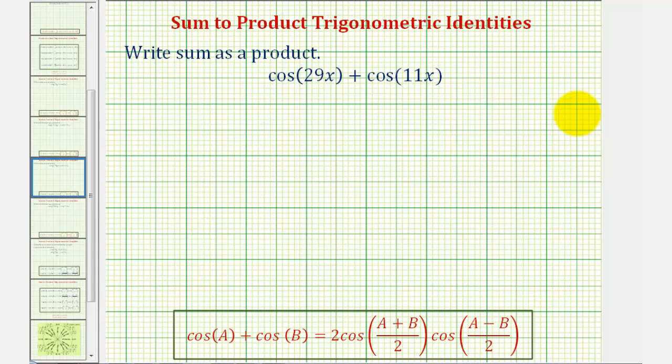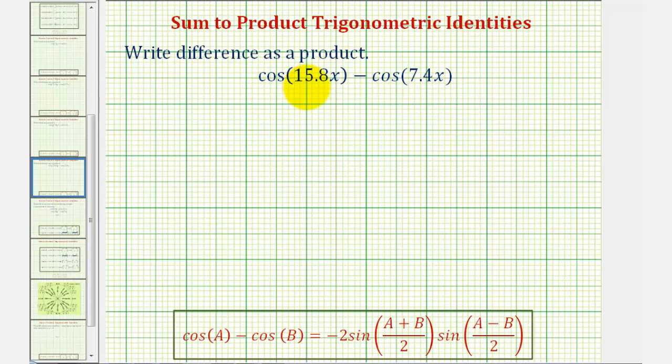Welcome to two examples where we'll write a sum involving trig functions as a product. We'll first write cosine 29x plus cosine 11x as a product, and then we'll write cosine 15.8x minus cosine 7.4x as a product. Before we begin, let's review the sum to product identities.